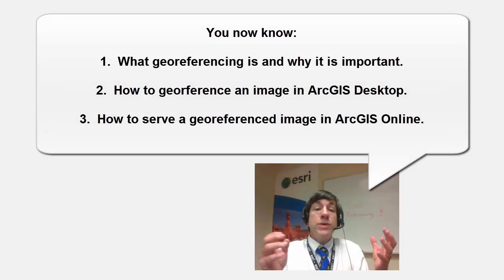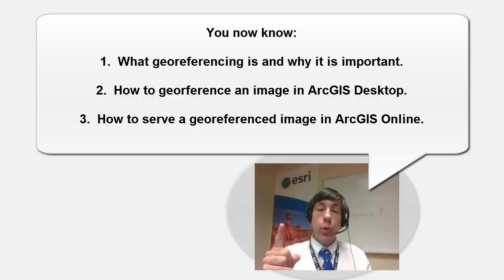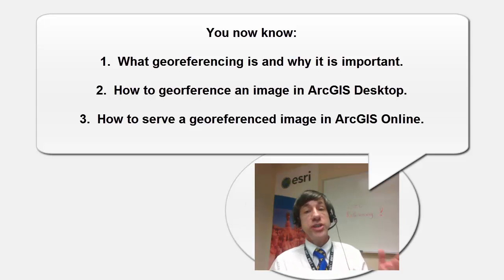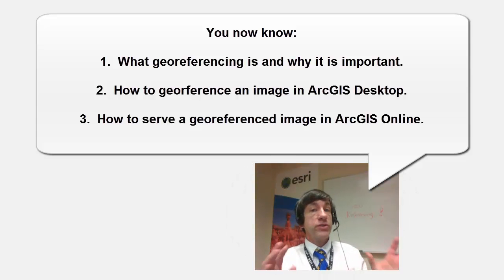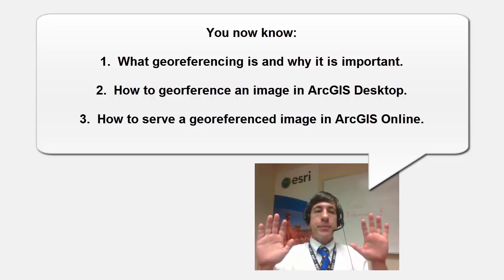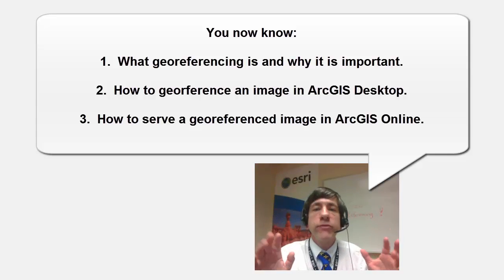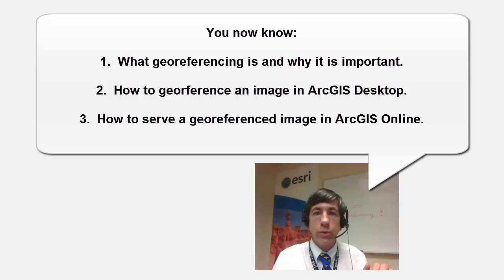So, folks, you now know, number one, what georeferencing is and why it's important. Number two, how to georeference an image in ArcMap or ArcGIS Desktop. And number three, how to serve a georeferenced image in ArcGIS Online. Now think outside the box. The power of being able to georeference anything to real-world coordinates and use it in conjunction with other GIS layers is incredibly powerful. Now go forth and do this. Thanks.